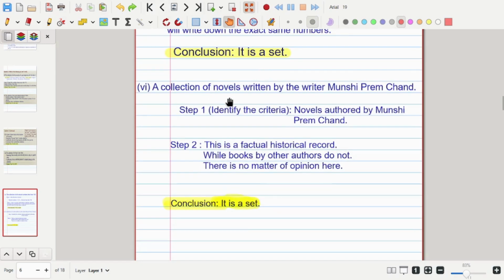A collection of novels written by the writer Munshi Premchand. Novels authored by Munshi Premchand is the criterion. So it is a historical record. The books written by other authors, we will not include in that set. Therefore, there is no matter of opinion here. Therefore, it is a set.